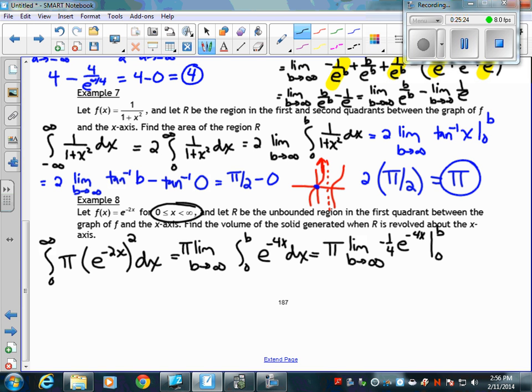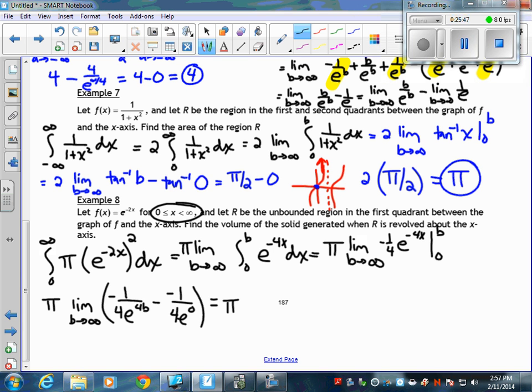And I'm going to plug in my bounds, and I'm going to write that in, not in calculus speak, but in algebra speak. So my e to the negative 4x, I'm going to put in the denominator. So I have negative 1 over 4e to the 4b minus negative 1 over 4e to the 0. And when I evaluate that limit, that first term is trying to become 0, and that second term is trying to become a positive 1/4, which means we end up with pi over 4.